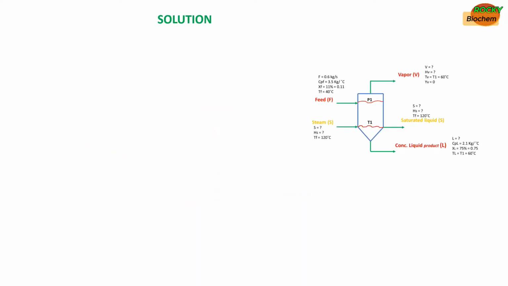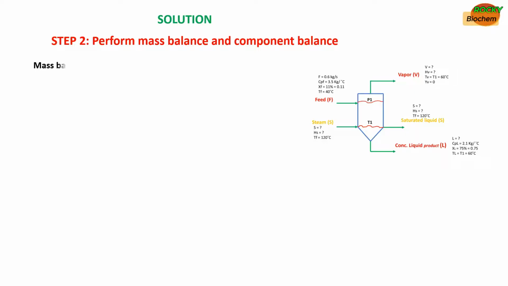So, the next step is to perform mass balance and then component balance. We can get the mass balance by using this formula. Mass in is equal to mass out, and we know that mass in is what?